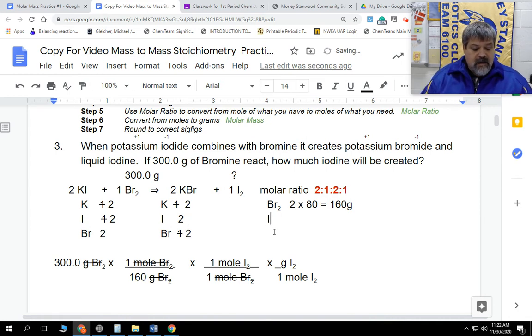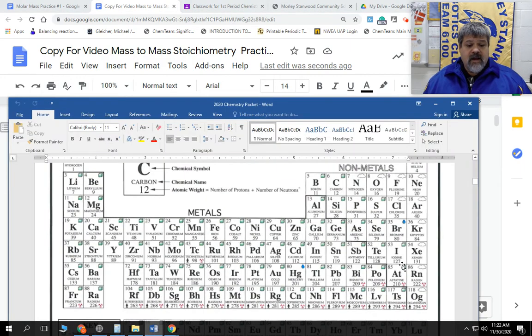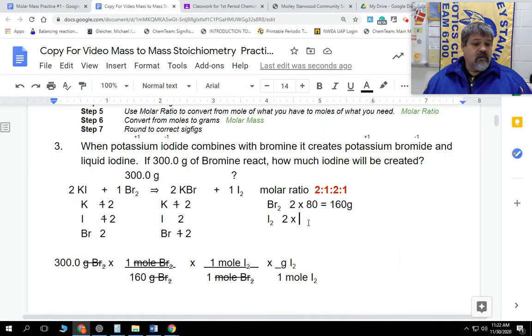I2 means that I have 2 iodines times whatever the mass of 1 iodine is on our periodic table. So we'll go to our periodic table. Iodine is 127. So we're going to put 2 times 127. And what does that equal? Well, we know that it's 250 something. 258 is my guess.